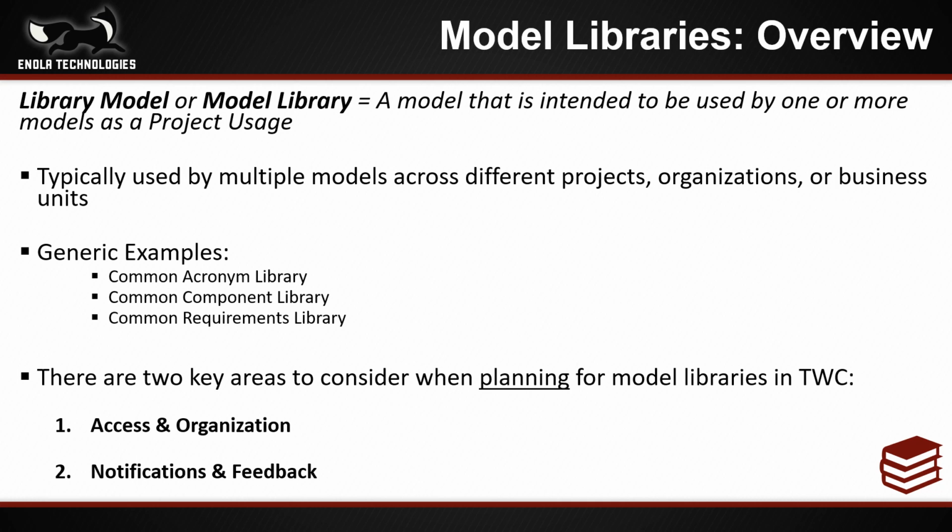There are two areas you really need to start thinking about when you want to start planning for libraries in Teamwork Cloud. First is access and organization. And second is notification and feedback. The second one is the one that most people forget about or don't think about. But let's take a look at access and organization first.